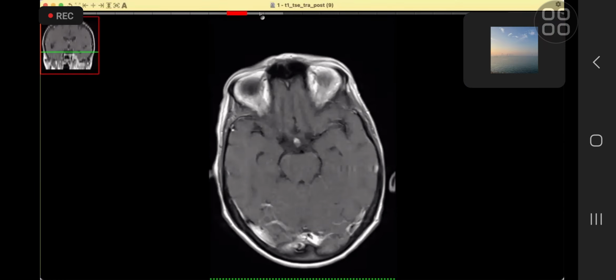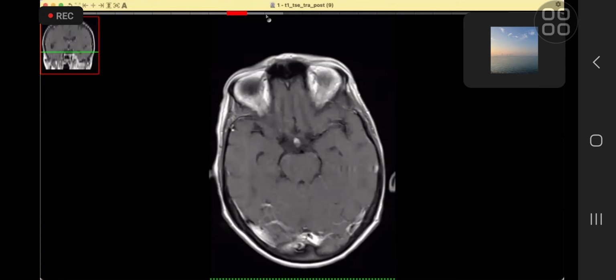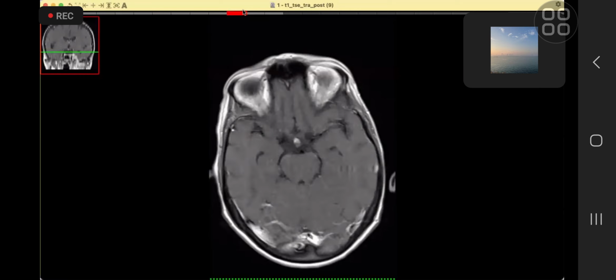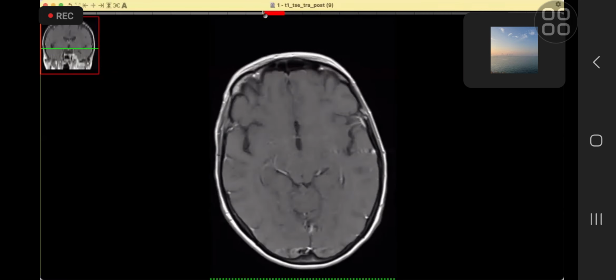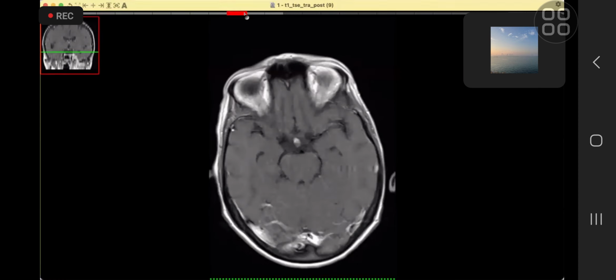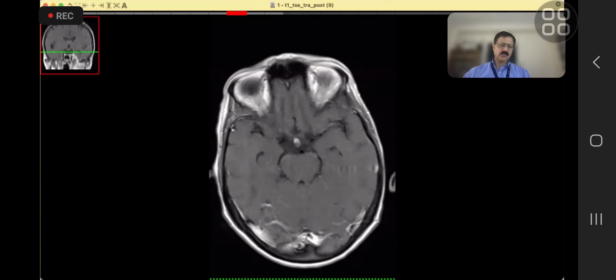I'm focusing on the noted lesion. I can see this lesion is avidly enhancing. I'm trying to check the relationship of this lesion to the vessels because one of the differentials might be an aneurysm that I need to rule out. I cannot see that. Okay, let me give you another sequence. Just one second, please.